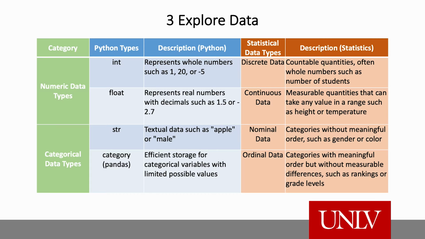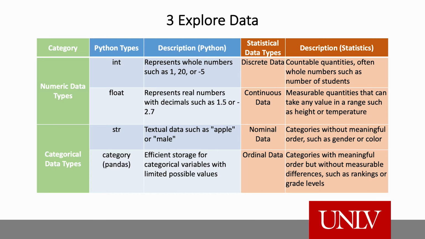Next, we have categorical data types. The base Python type is string, used for textual data such as apple or mail. If you're using the pandas library, you'll also see the category type, which is an efficient way to store categorical variables with limited possible values. Statistically, these break down into nominal data, categories without a meaningful order like gender or color, and ordinal data, categories with a meaningful order but without measurable difference, such as rankings or grade levels.